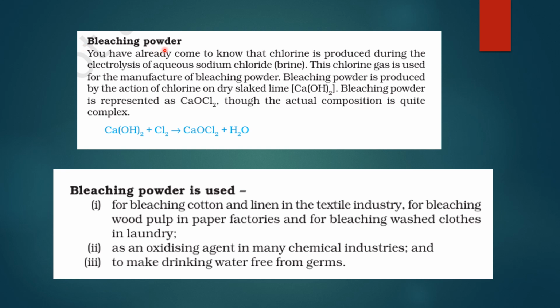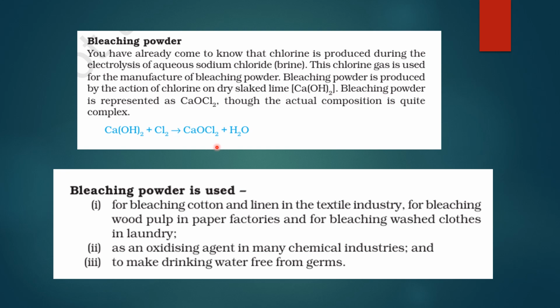So next is the bleaching powder, right? So you have seen that chlorine is produced during the electrolysis of aqueous sodium chloride. Chlorine gas produced हुई थी. Now this chlorine gas is used for the manufacture of bleaching powder. कैसे? You take dry slaked lime Ca(OH)2 और उसमें ये आप chlorine add कर दो. So you get CaOCl2 plus H2O. Now this particular compound is the bleaching powder.